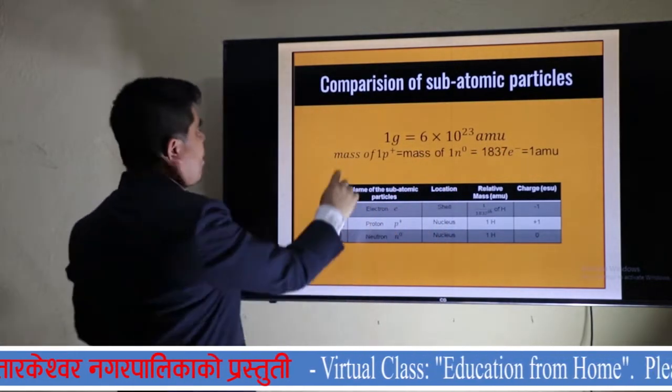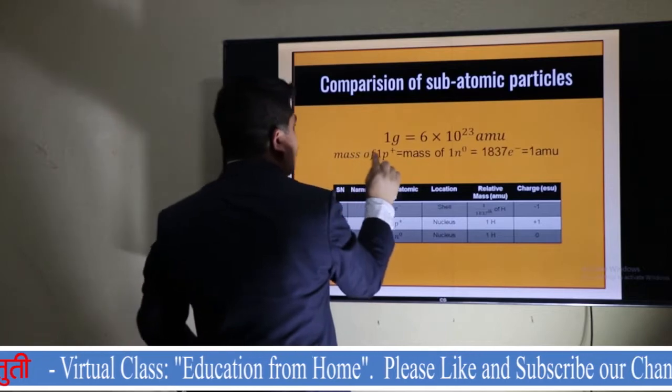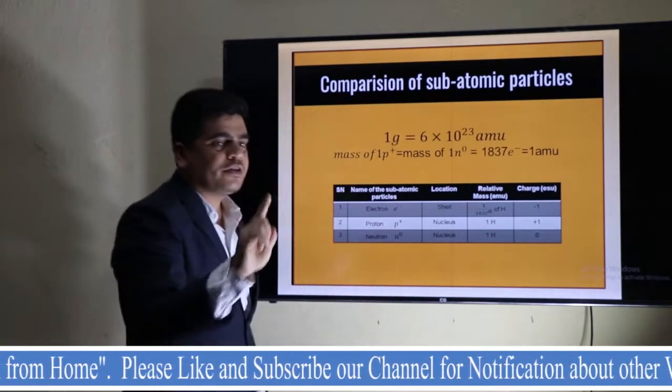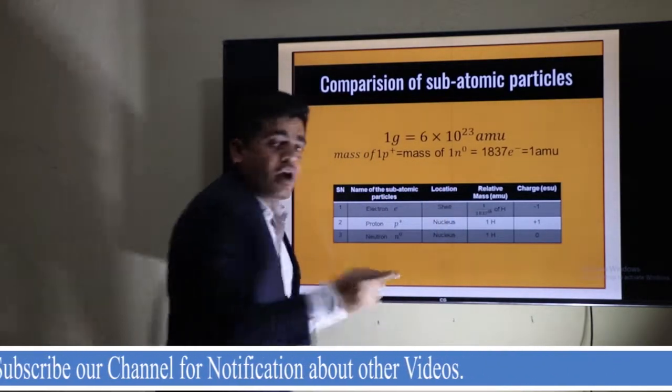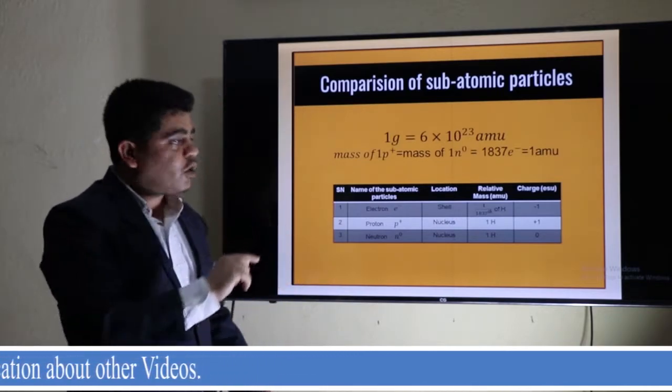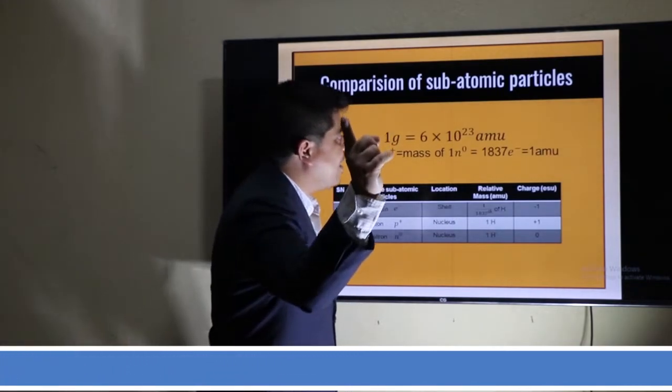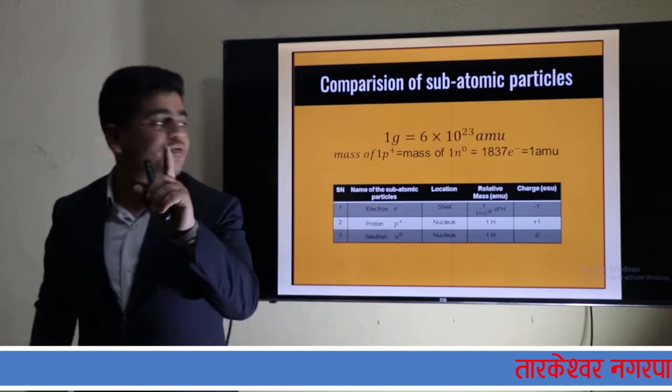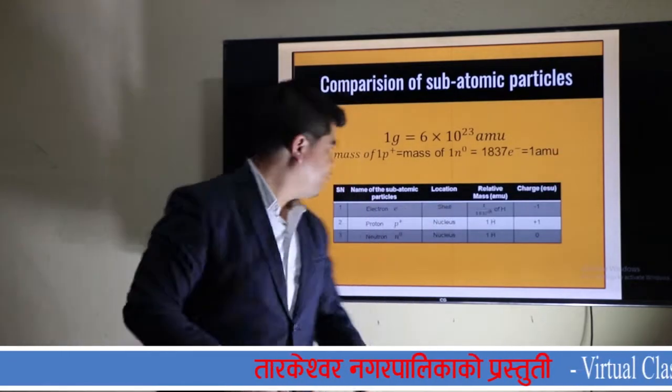We also have to know that the mass of 1 proton is equal to the mass of 1 neutron. It's equal to 1837 electrons. That's equal to 1 AMU. That is, the mass of hydrogen is equal to 1 AMU.